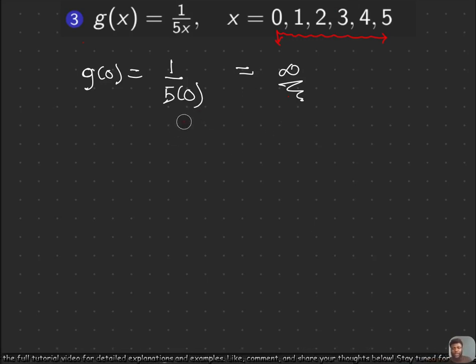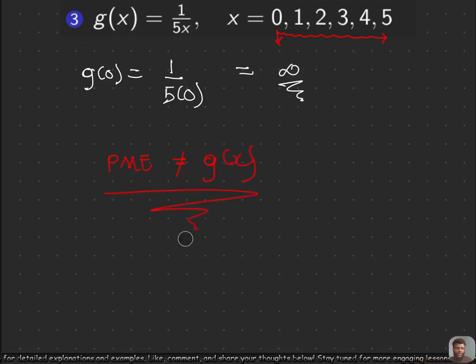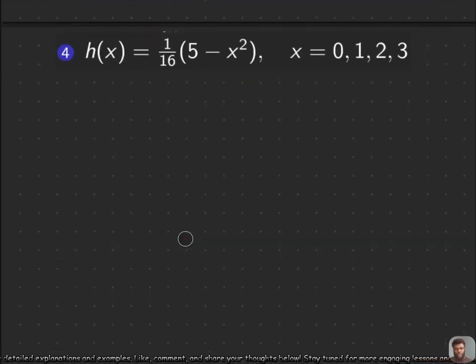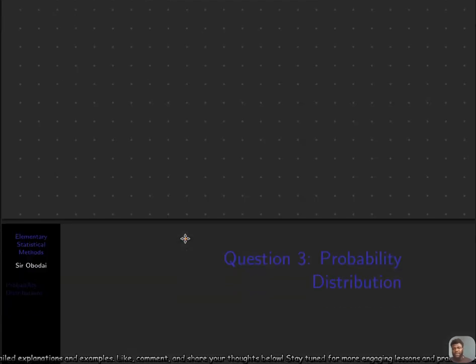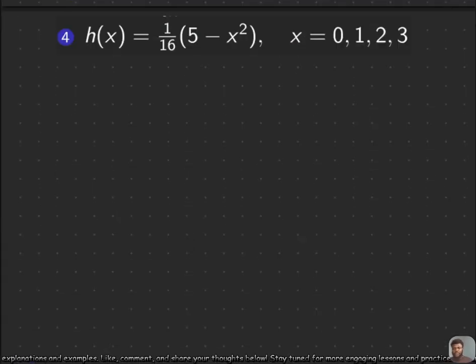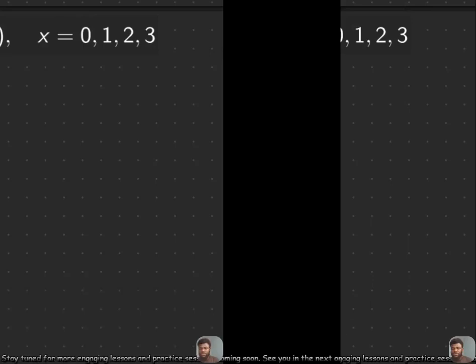We can conclude by saying g of x cannot be a probability mass function. Then we go to the next one. We have h of x.